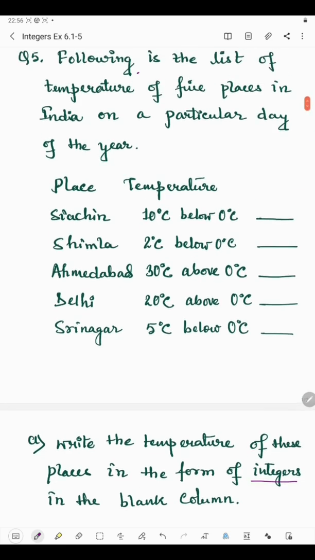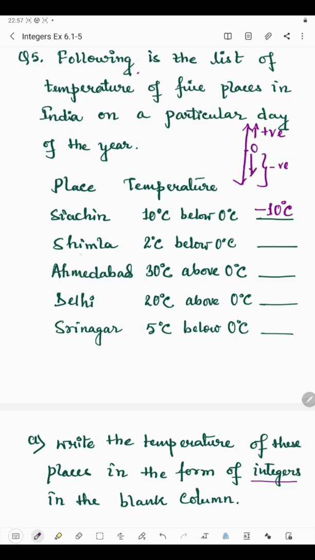Now see here we have Siachen, and the temperature of Siachen is 10 degrees Celsius below 0 degrees Celsius. Now we know that left side of 0 is all negative and right side of 0 is all positive. Above represents plus, below represents minus. So here 10 degrees Celsius below 0. That means if the number line is like this, then suppose 0 lies here. So below 0 is all negative and above 0 is all positive. Okay. So 10 degrees Celsius below 0 degrees Celsius is minus 10 degrees Celsius.